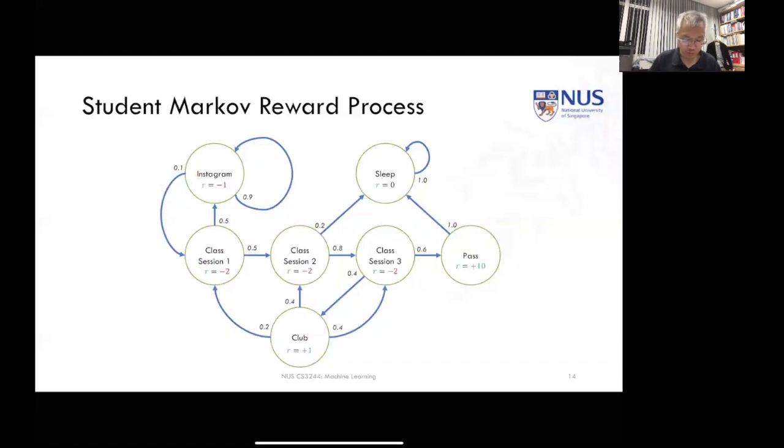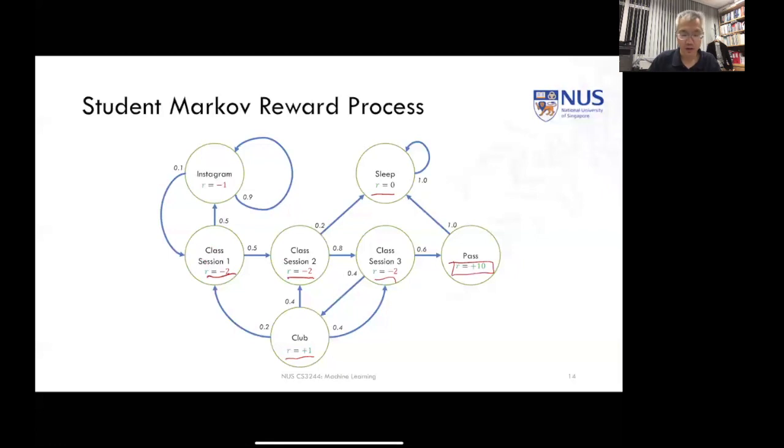And you can see here for all of the class sessions, I've just set the reward to a negative number. But let's say I complete all the classes, I take the final exam and pass, and have a nice positive reward. And then when I get to the terminal state, let's just say we don't get any reward for that, we go to sleep, okay? But there's also the possibility that I go clubbing. Maybe I enjoy clubbing and I recoup some energy from that, so I give it a +1 as well, okay?